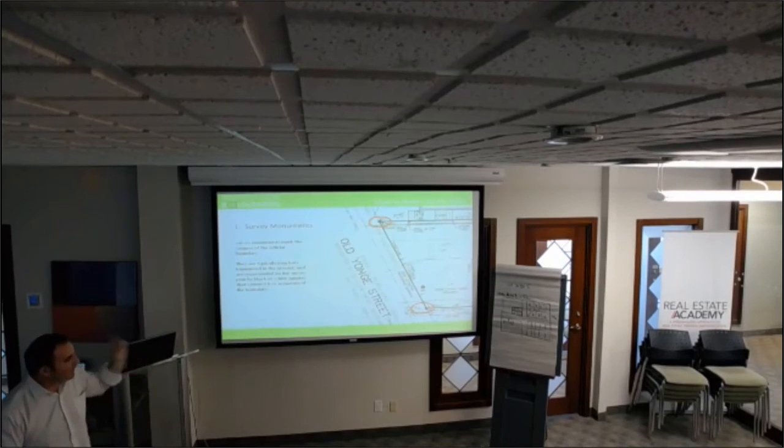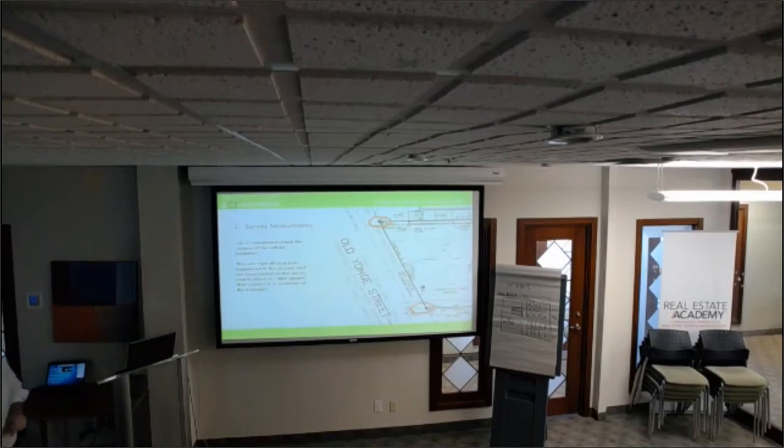Okay? On the plan, those monuments appear in a couple of ways. They either appear as a solid black box or, I don't know, is that a white box or an empty black box?